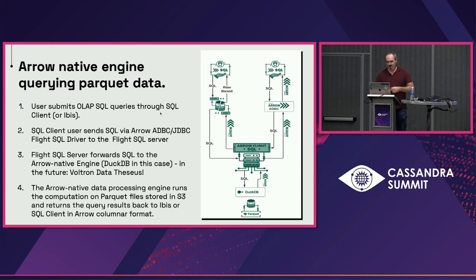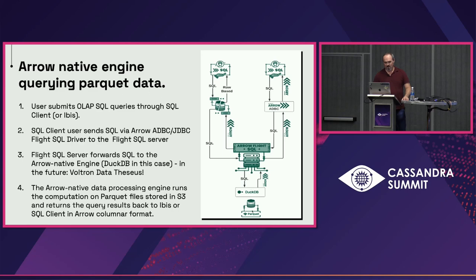So the way the flow works, there's kind of two avenues to get to the data. If you remember, I mentioned JDBC and ADBC. A typical SQL client is usually ADBC, JDBC, or ODBC. So they will issue SQL to the JDBC driver, which then sends the SQL down to the Arrow Flight SQL server process. This then sends the SQL to the data engine, which in this case is DuckDB. Hopefully it's Voltron Data Theseus in the future. It uses GPUs for acceleration.